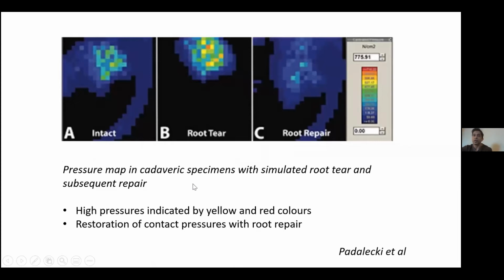So this is a pressure map you can see. The red and yellow represent very high pressure. You can see the intact on your far left, in the center we have a root tear, and with the root repair, all those yellow and red signs are almost gone, showing that there's a restoration of contact pressures with root repair.